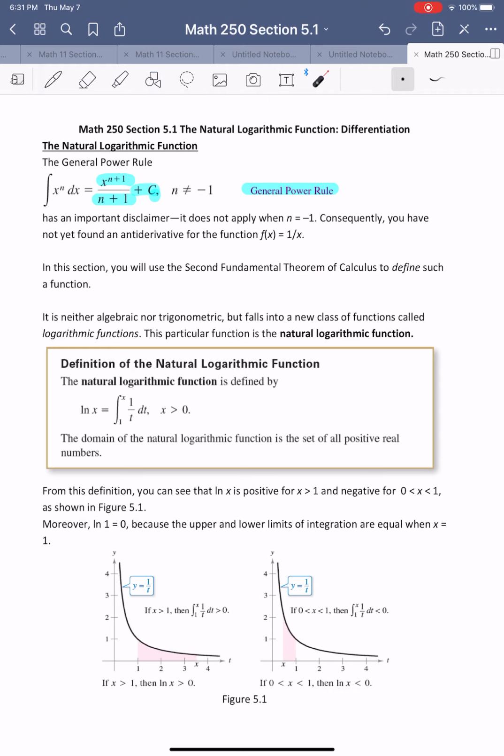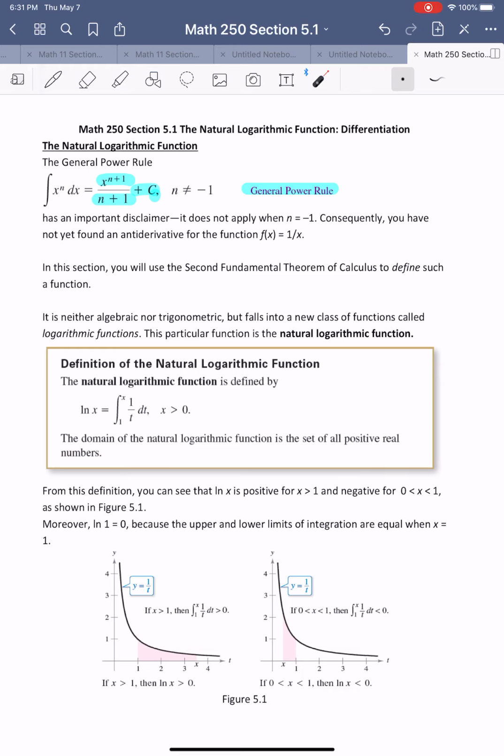It is neither algebraic nor trigonometric, but falls into a new class of functions called the logarithmic functions. This particular function is the natural logarithmic function. So, the definition of the natural logarithmic function: ln is the natural log because the base is e, and it is the integral from 1 to x of 1 over t dt, where x is greater than 0. The domain of the natural logarithmic function is the set of all positive real numbers.